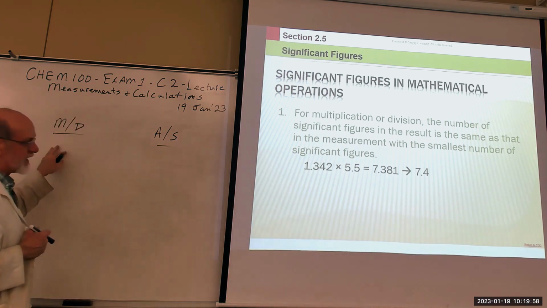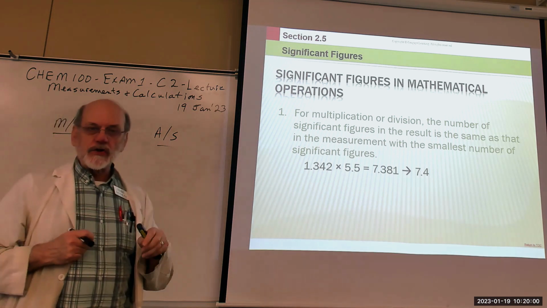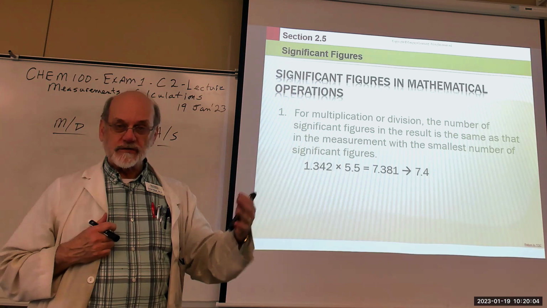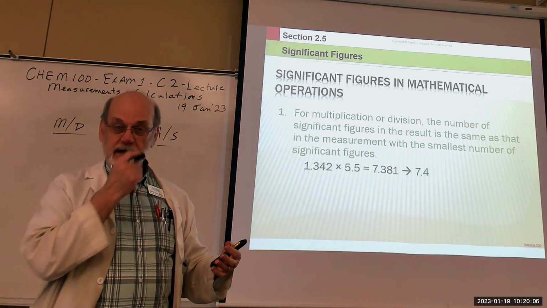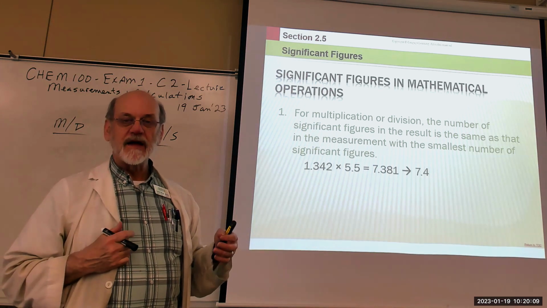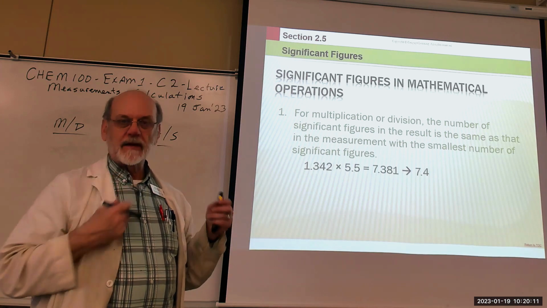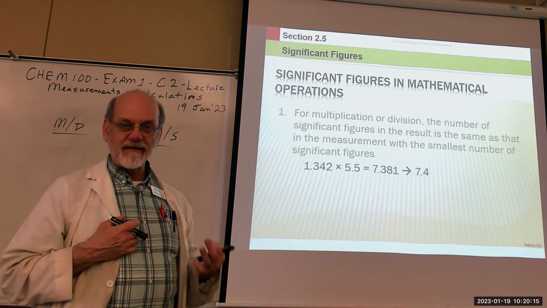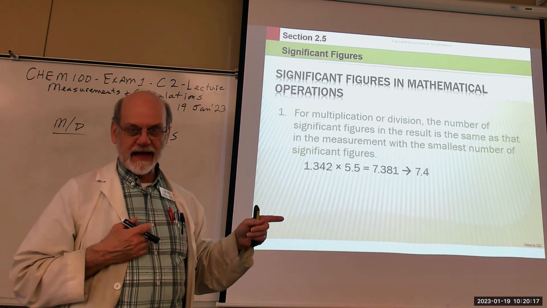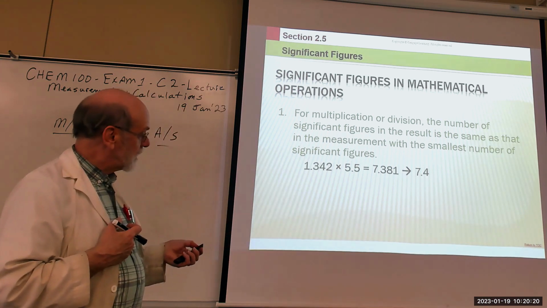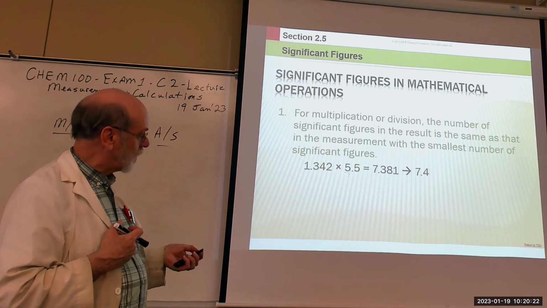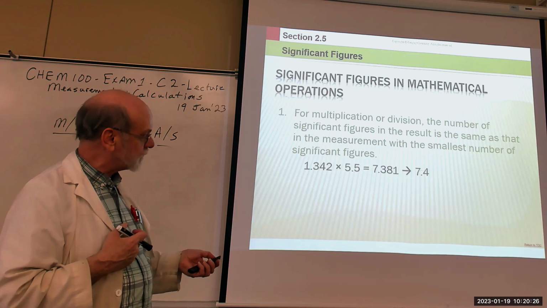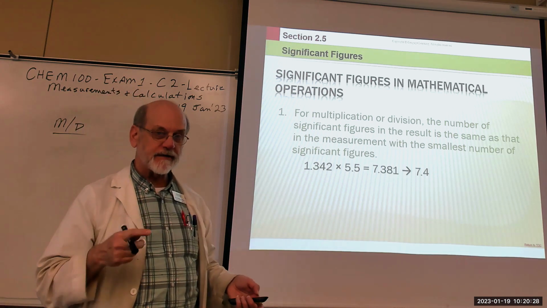But multiply, divide says that when you get your answer, you can keep all your digits that the calculator gives you, but then you have to decide which one of the multipliers has the least number of significant figures. And that's where you round your final answer. In this case, this one has 2, this one has 4. So our answer, the calculator gives us this answer, and we have to round so that we only have 2 significant figures left.